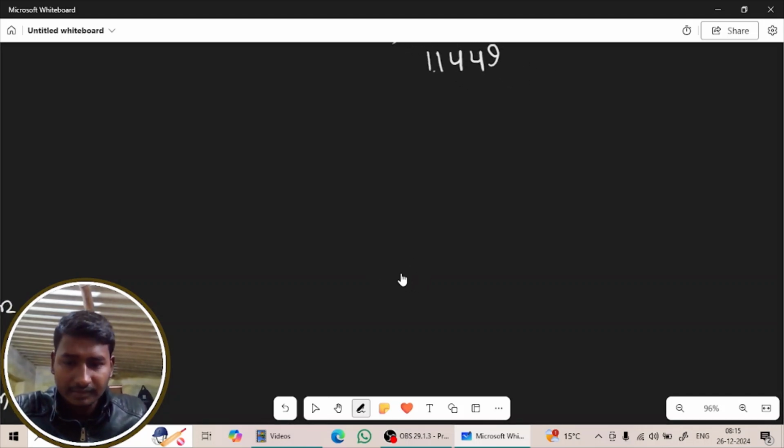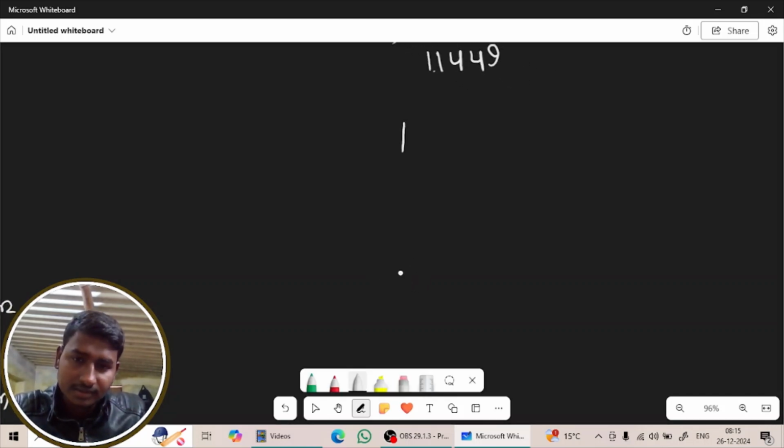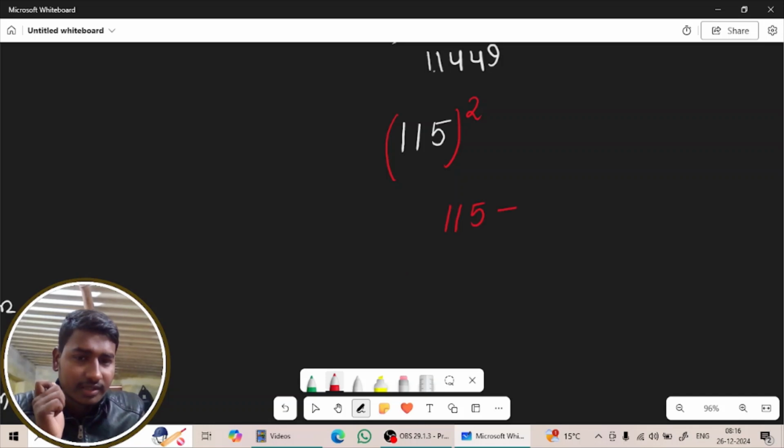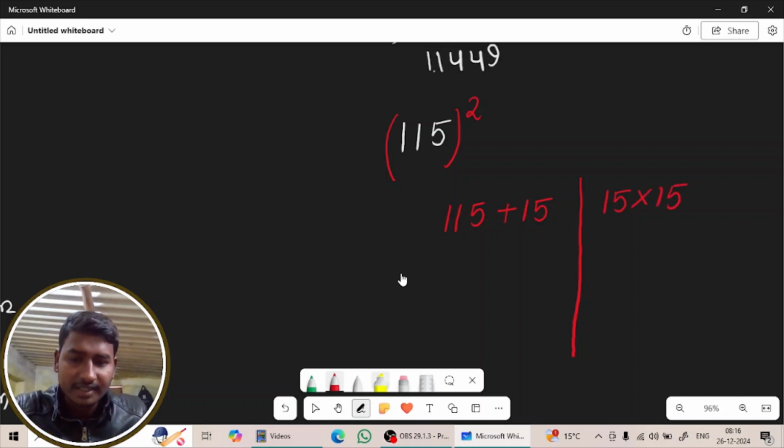So if we have 115, we want to find its square, 115 square. So what do we need to write? We need to write 115 here. Since this 115 is 15 bigger than 100, I'll add 15 on it, and then after that, 15 times 15. So 15 times 15 is basically 225. And this will give you 130.